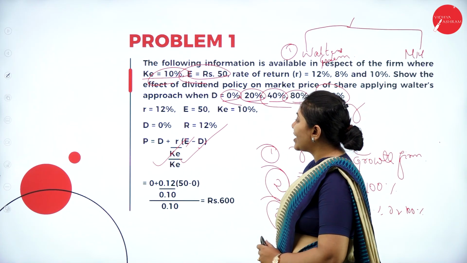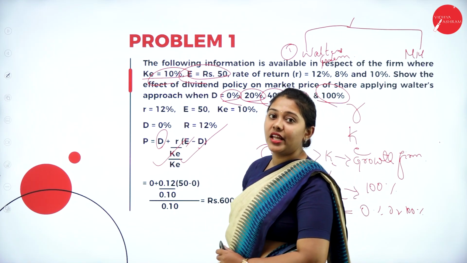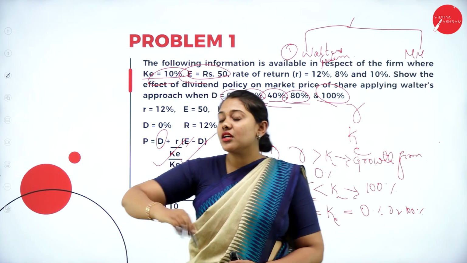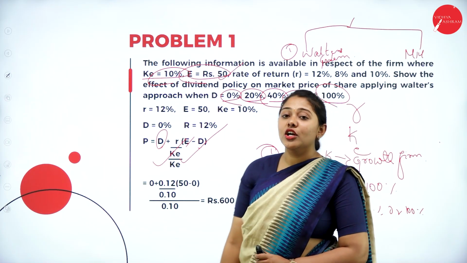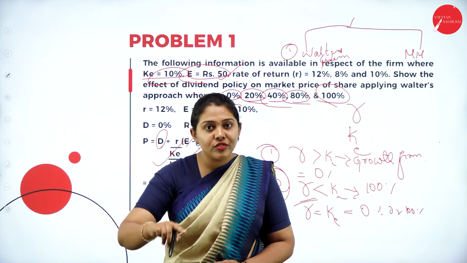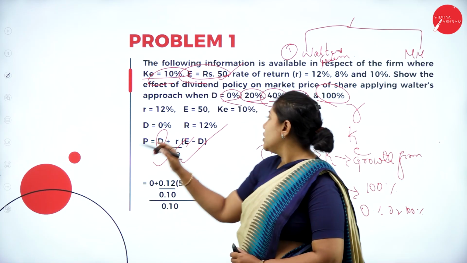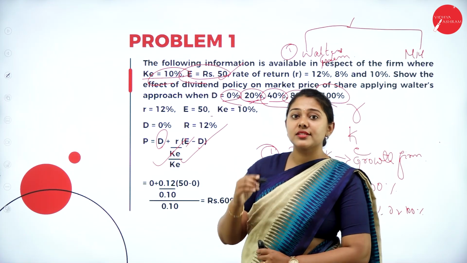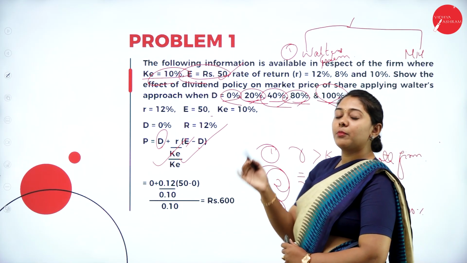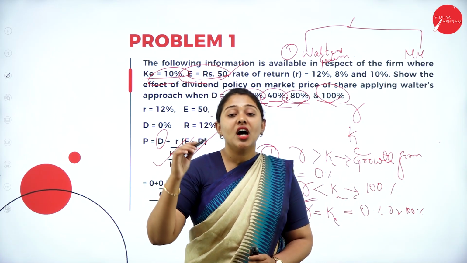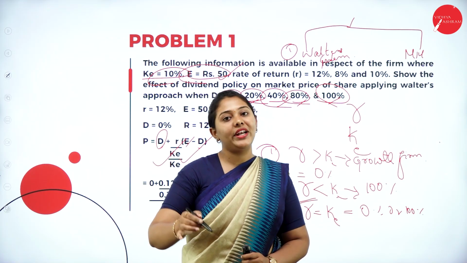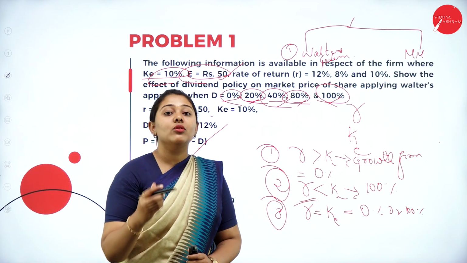So what is given in the question? Dividend is given in percentage. How will the dividend be calculated? Based on the company's earnings. Earnings is rupees 50. On rupees 50, when they issue 0%, what will be the dividend per share? If they issue 20%, what is the dividend per share? And 40%, 80% and 100%, for everything we have to calculate on earnings per share. So earnings per share into 0%, earnings per share into 20%, and so on, and calculate the dividend.